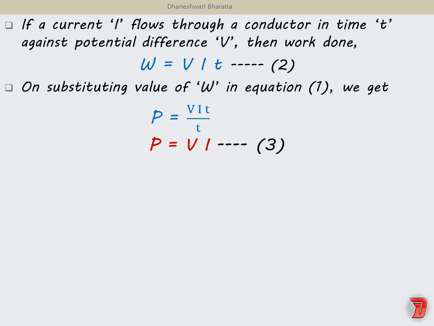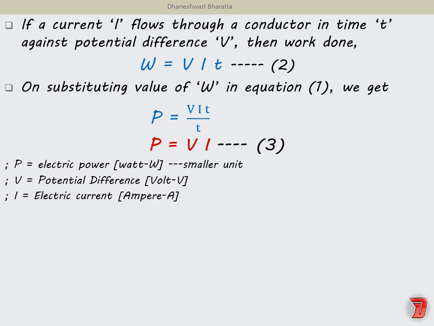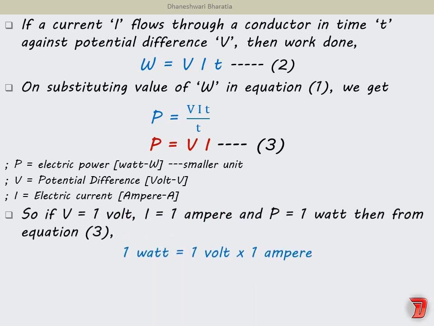That is, P is equal to VI, where P is electric power, which has the smaller unit watt, W is its unit. V is potential difference, the unit is volt, denoted by capital V, and electric current we know is ampere, denoted by capital A, right? So if V is equal to 1 volt, I is equal to 1 ampere and P is equal to 1 watt, then from equation 3 we get 1 watt is equal to 1 volt into 1 ampere.